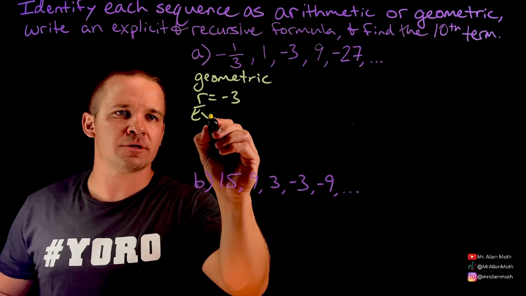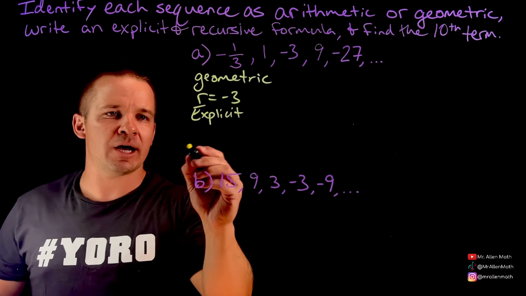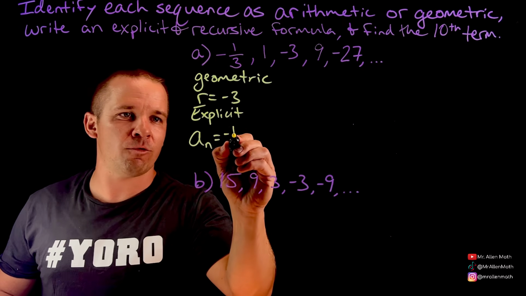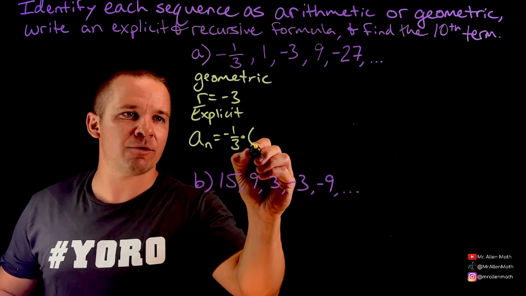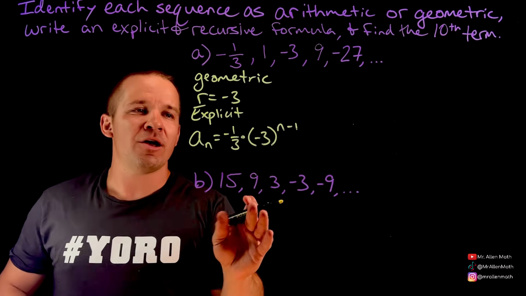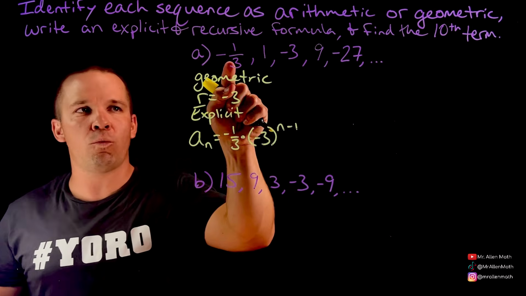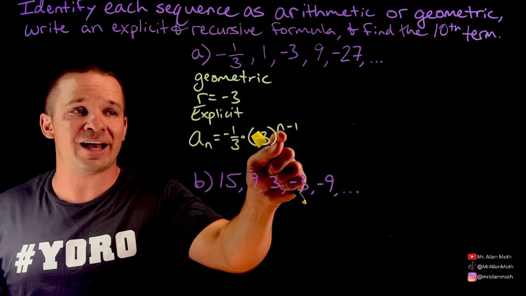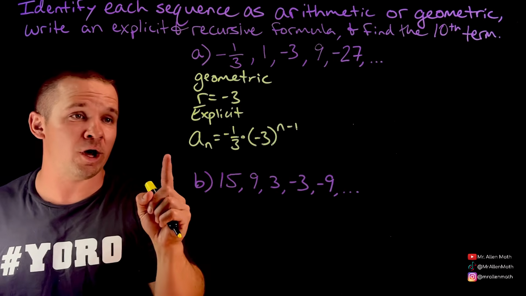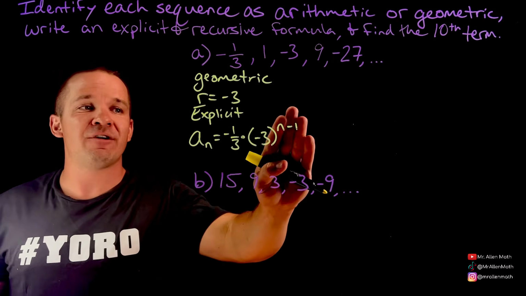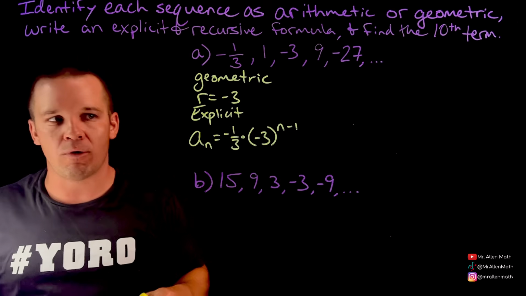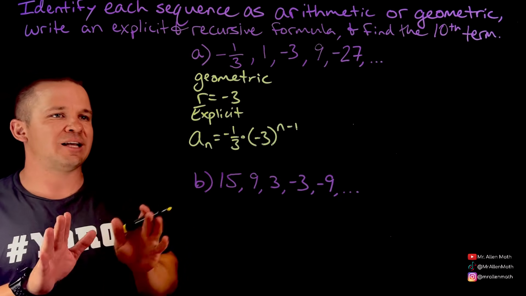I'm going to go with explicit first. Okay, so for this one, we get a sub n equals, we're going to take our first term, negative 1/3, multiply by my common ratio of negative 3, and raise that to the n minus 1. The reason why we have that n minus 1 is, check this out. If I plug in 1 for my first term, so plug in 1 for n, I'm going to get 0 for my exponent. Anything to the 0 power is 1 times negative 1/3 is going to give me negative 1/3. If I didn't have that negative 1 there, I'd end up getting the next term in the sequence, right? Not the one that I want. So that's my explicit. We're just going to leave it like that. That's it.